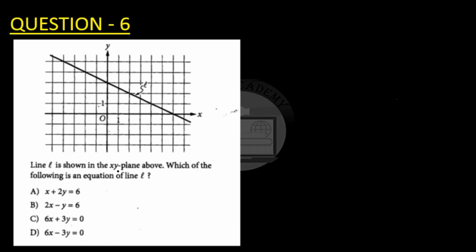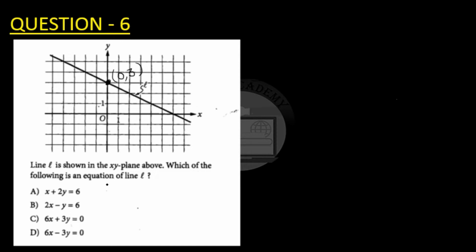The line L is shown in the xy plane above. Which of the following is an equation of line L? Now, to solve this kind of question, quickly pick up any one point that lies on the line. Let us take this point here, which is nothing but our y-intercept. Since it's lying on the y-axis, x is 0 and y is 3: 1, 2 and 3.